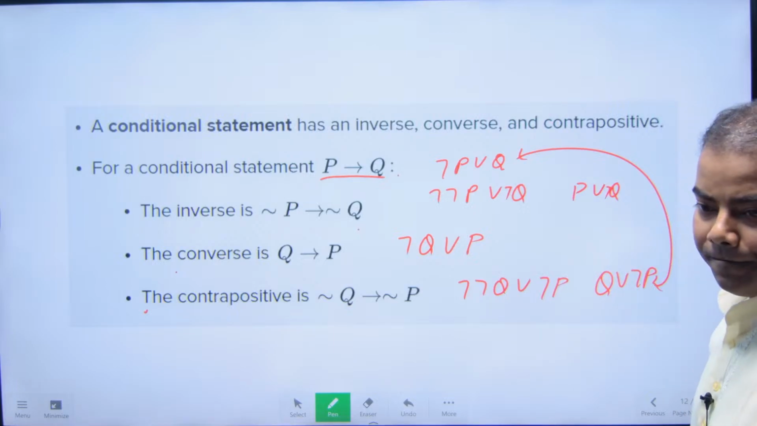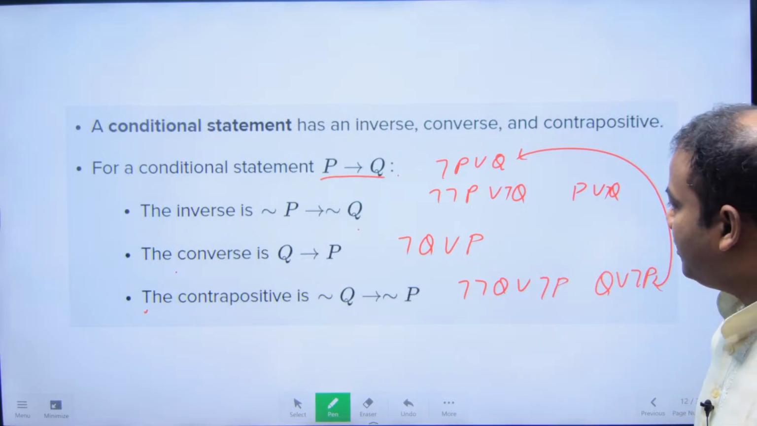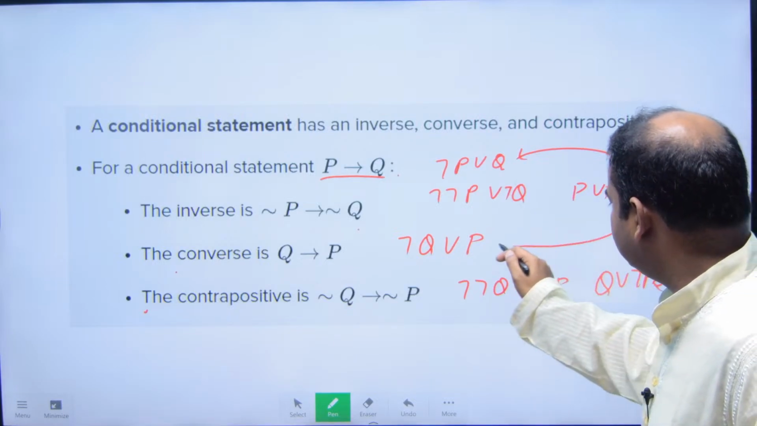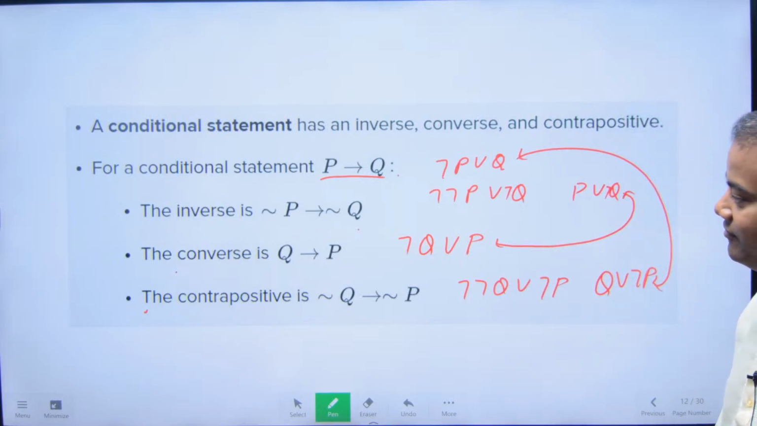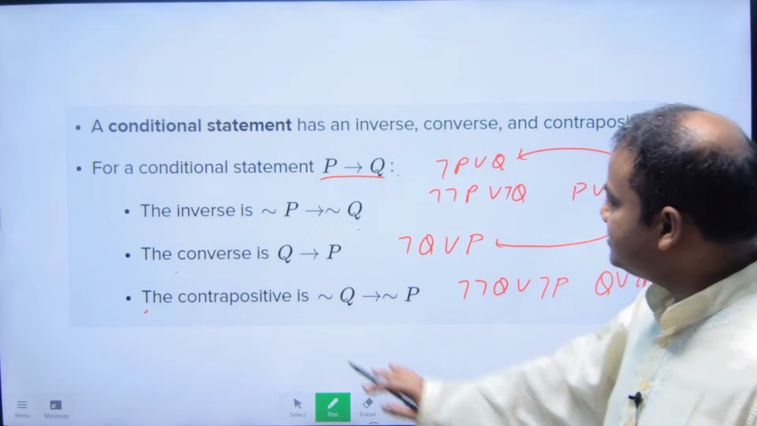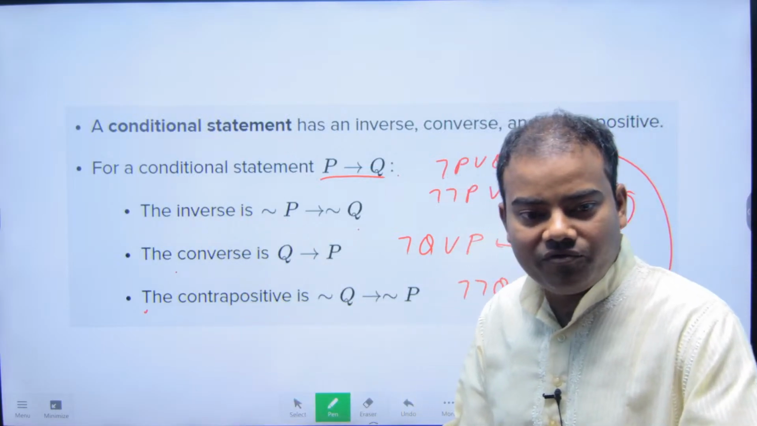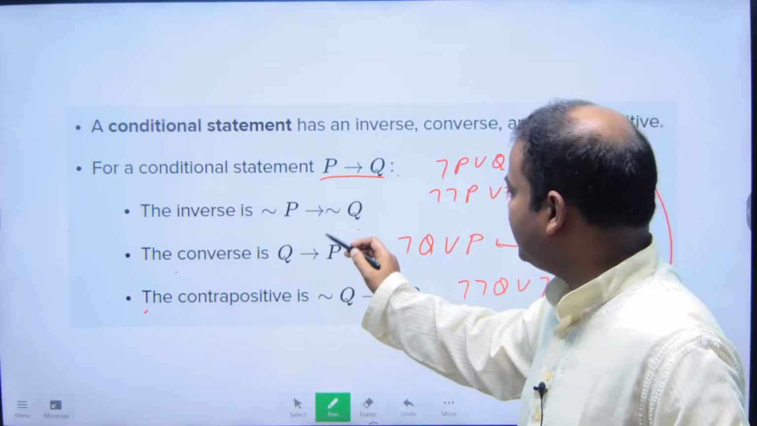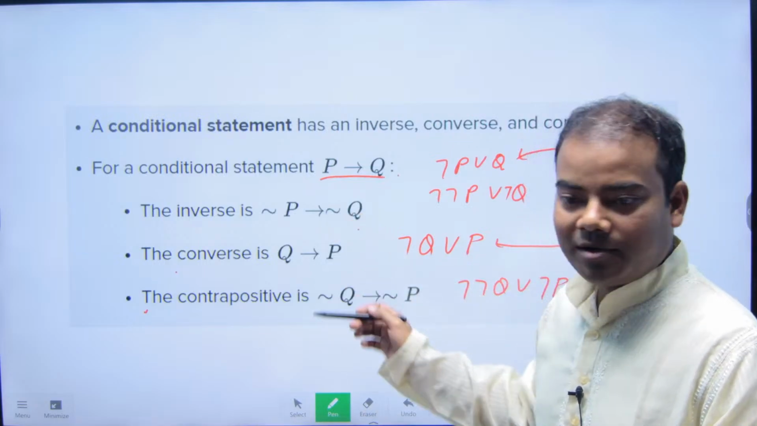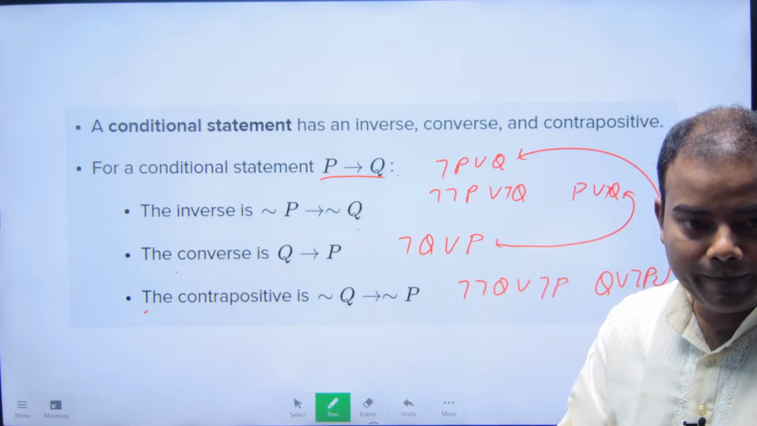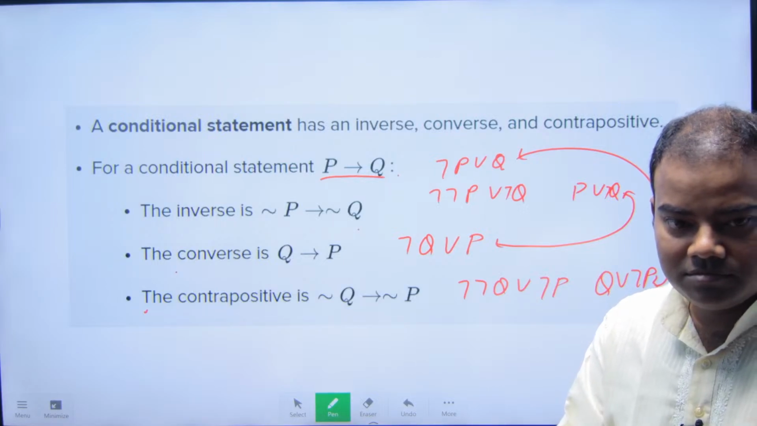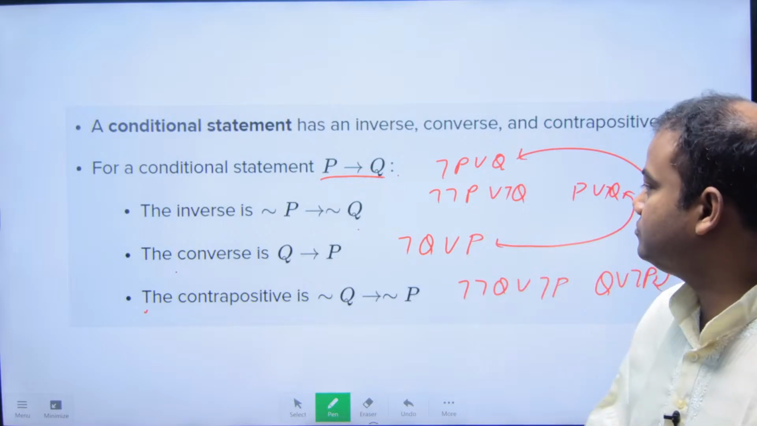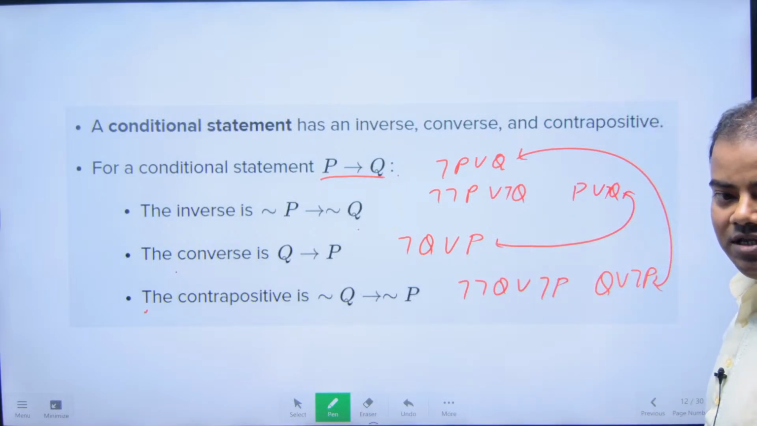Okay. What about these two? These two are also same. So inverse and converse are also same, or you can say that inverse and converse are contrapositive to each other. Means this is the contrapositive of this statement and this is the contrapositive of this statement. Is it clear? Any doubt? Clear?